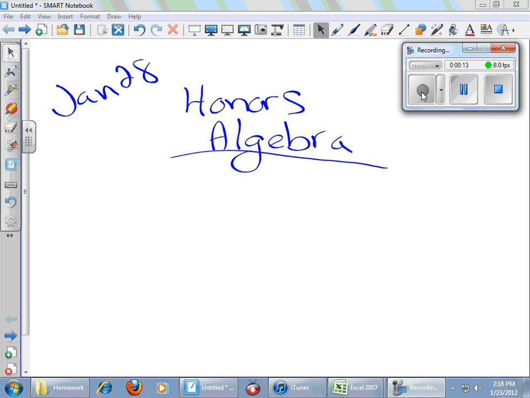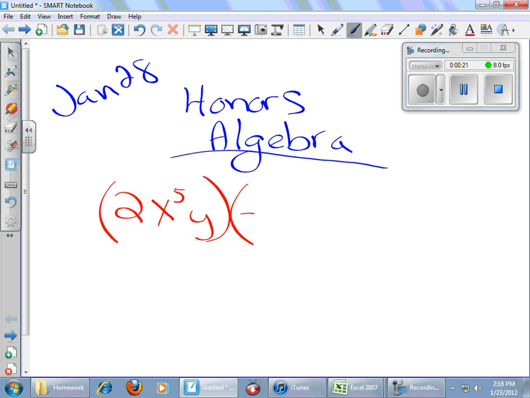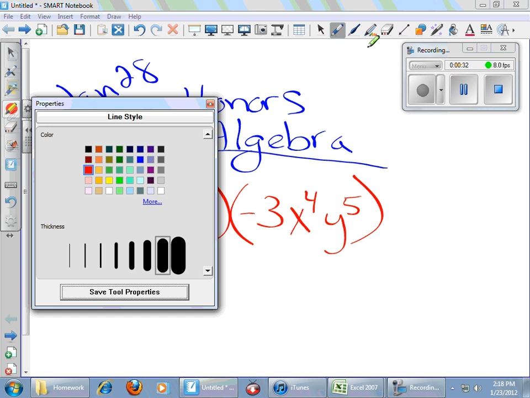Remember, we talked about multiplying monomials. Like if you have 2x to the 5th y times negative 3x to the 4th y to the 5th. To do a simple problem like that, first thing I do is multiply my coefficients.